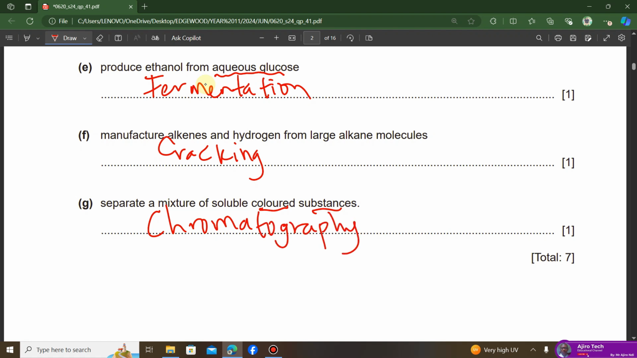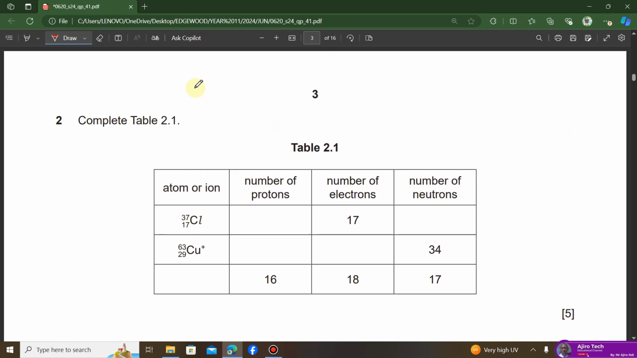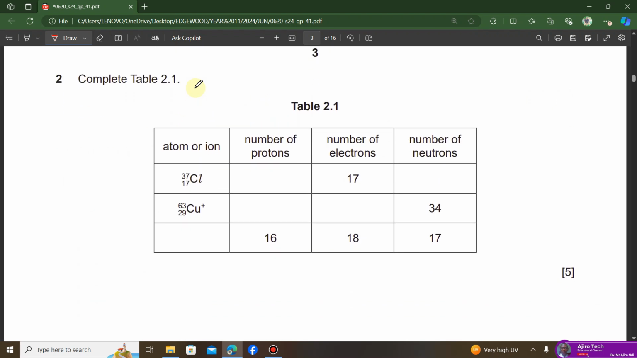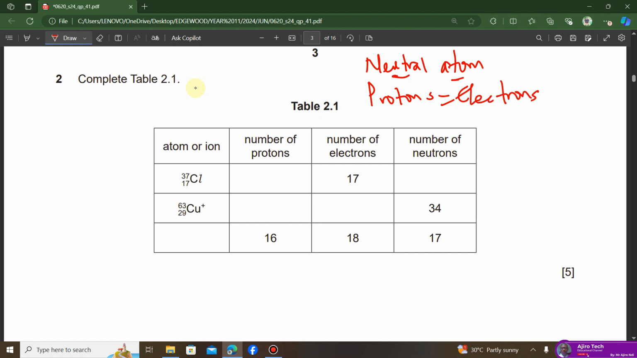So this is as easy as it gets for the first question. All right, so let's go to the second question. For the second question, we have a table that you're asked to complete. To complete this table, you need to understand that in a neutral atom, the number of protons is equal to the number of electrons. This would help us complete the table.